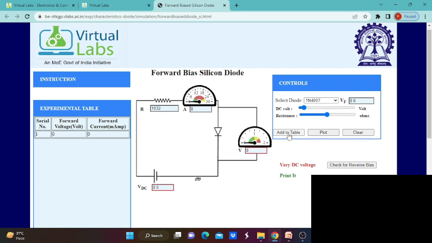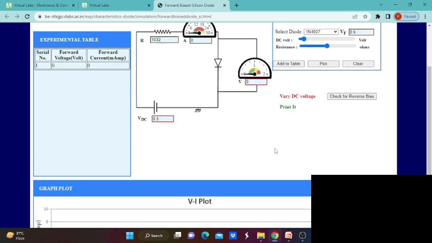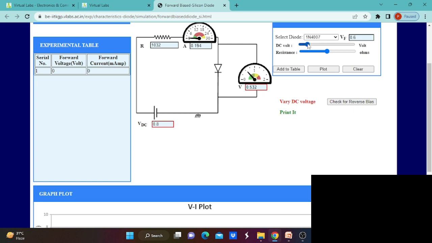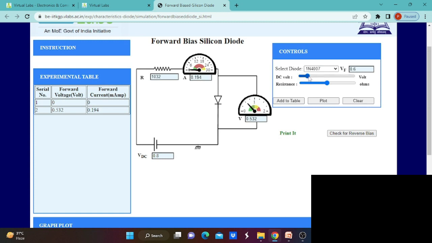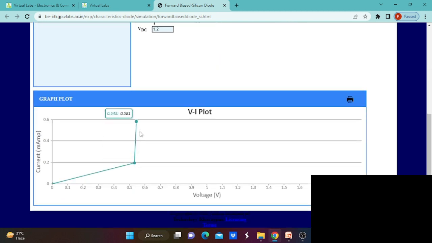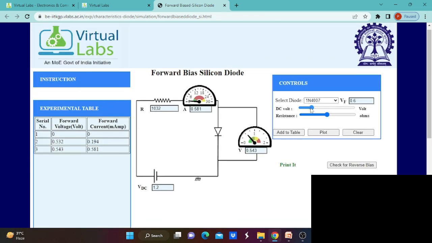Again add this value into the table and plot it. Now your value is 0.532. So you can get the plot for the voltage and current relation. Again, you can increase the DC voltage and add it to the table. When the voltage is increased, the current also increases, and you can relate the voltage and current. That is, the VI plot is available here.